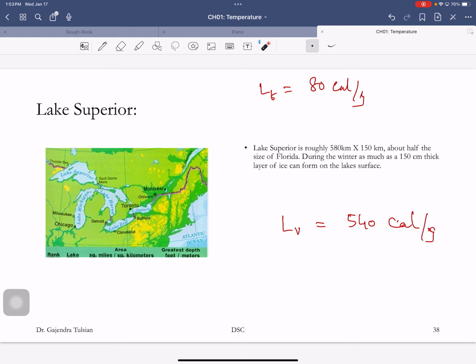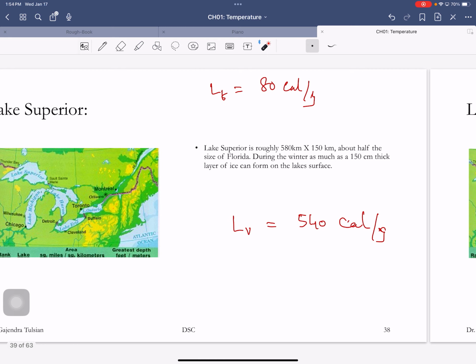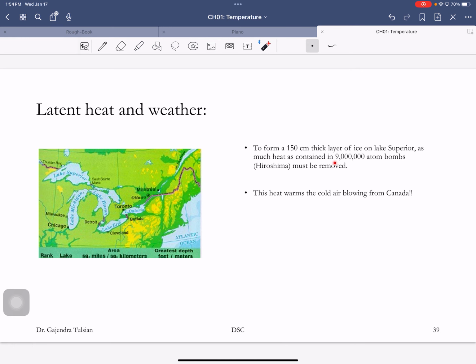All right, so here is one of the lakes, and in the winter, a 150 centimeter thick layer of ice forms. So you have to make a lot of ice. How do you make ice? You have to remove heat, right? For every gram of ice, you have to remove 80 calories of heat. To freeze this lake, this is half of Florida, how much heat do you have to remove? The heat contained in 10 million atom bombs.